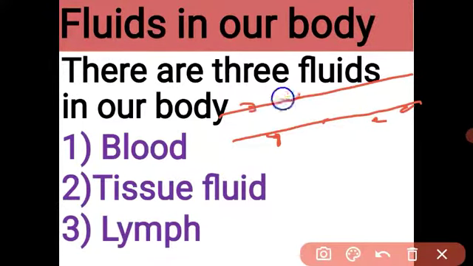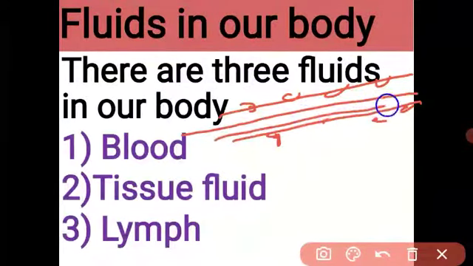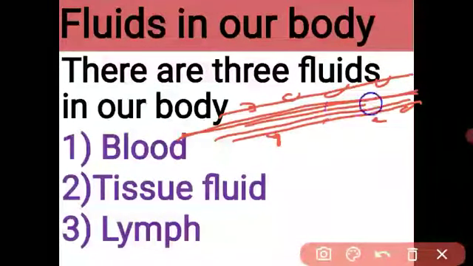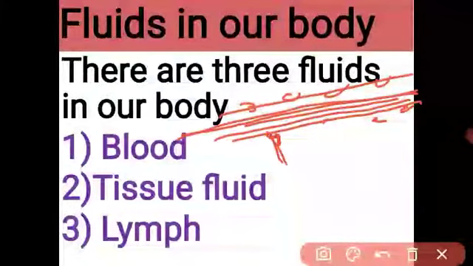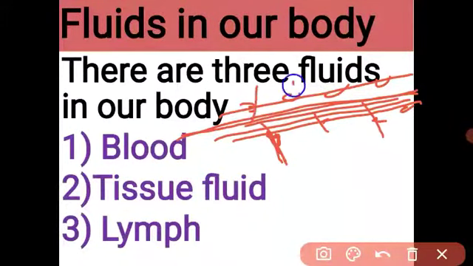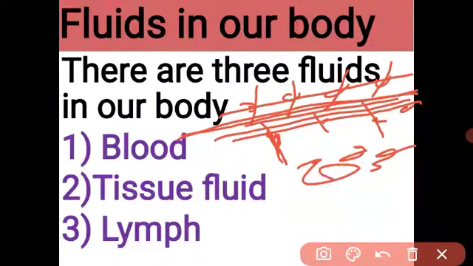Got it? When the blood passes through the capillaries, some liquid parts come out from these pores. Plasma comes out from the blood capillaries, as well as some WBC and some nutrients. This fluid is called lymph.